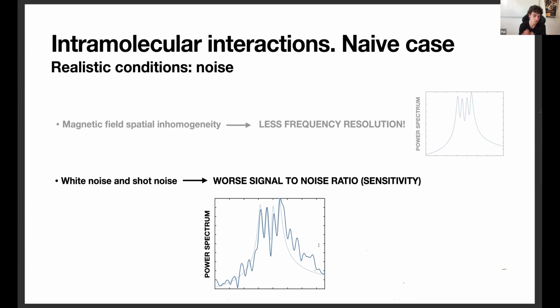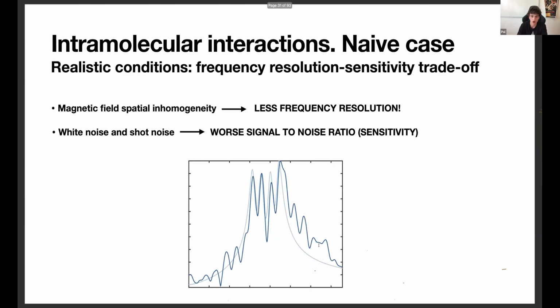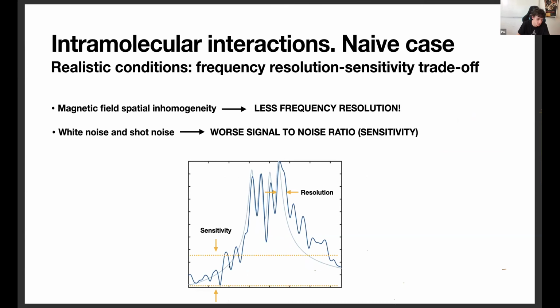So there are basically two main issues here, or two main things to consider. One is resolution, which is, I repeat, due to the fact that my magnetic field is not homogeneous along all the space or along my whole sample. And the other is that, due to the sources of noise, I get worse signal-to-noise ratio or worse sensitivity, which is basically defined as how tall are my peaks compared to the noise sources that I have.